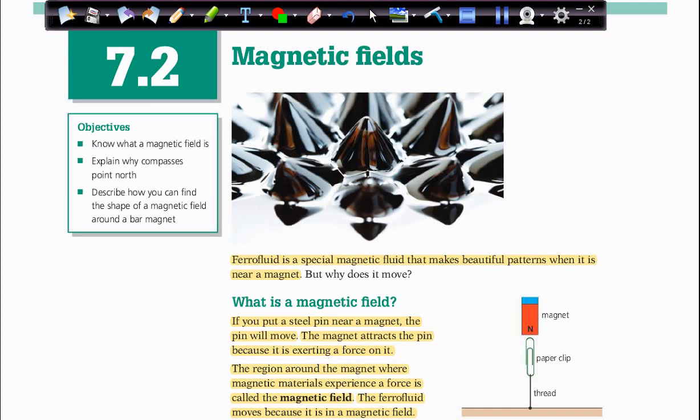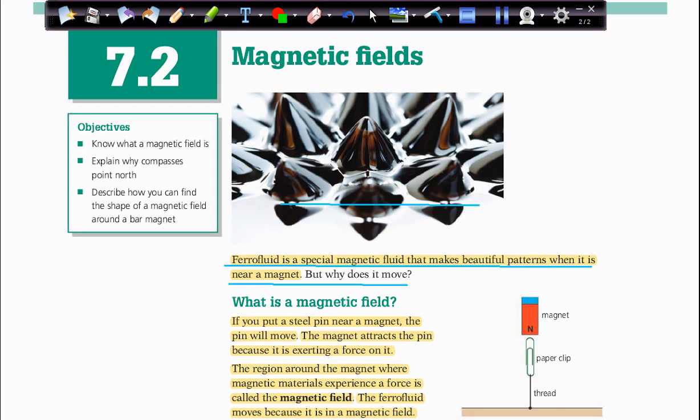Magnetic fields. Ferrofluid is a special magnetic fluid that makes beautiful patterns when it's near a magnet. But why does it move? So here, this is a fluid, as you can see. It's called ferrofluid, which consists of iron. So this fluid is moving. As you can see, it's pointing up. So why does it move? When this fluid is magnetized, it makes a beautiful pattern near a magnet.